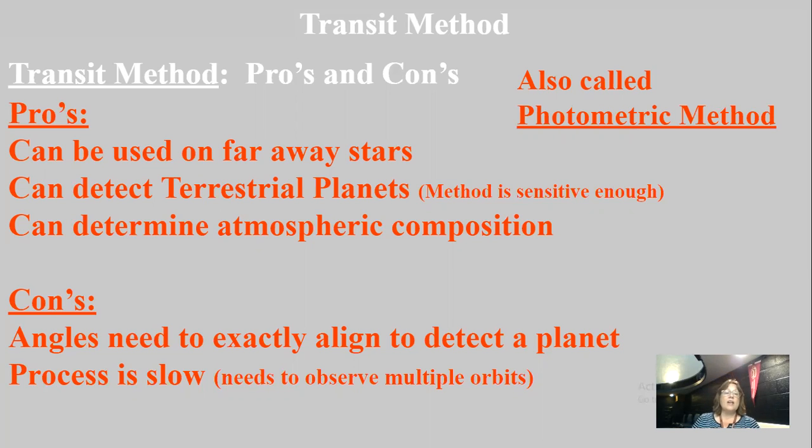Cons: the angles have to be exactly aligned to detect a planet. The star and the planet and the observer need to be directly in line so that the planet transits in front of the star. And just like the other methods, the process is slow. Scientists need to observe several orbits of the planet around its star so that they can verify their data. They're not going to announce that they found a planet after seeing one transit. They will watch several transits so that they can verify their data. All right, that's it for the transit method.